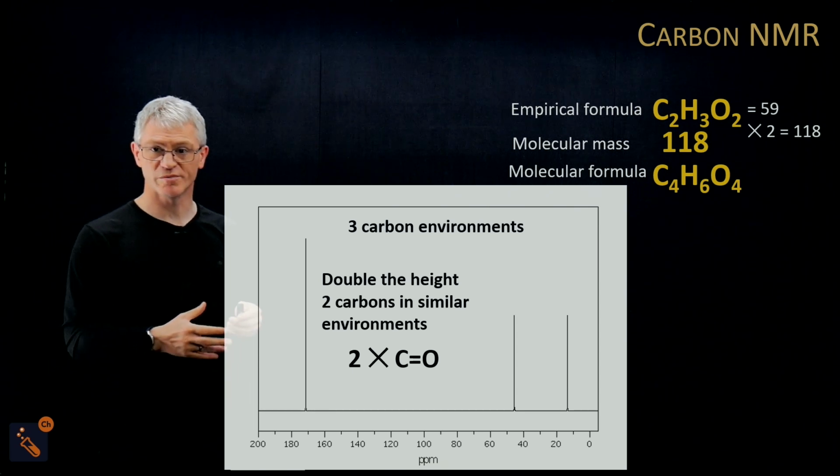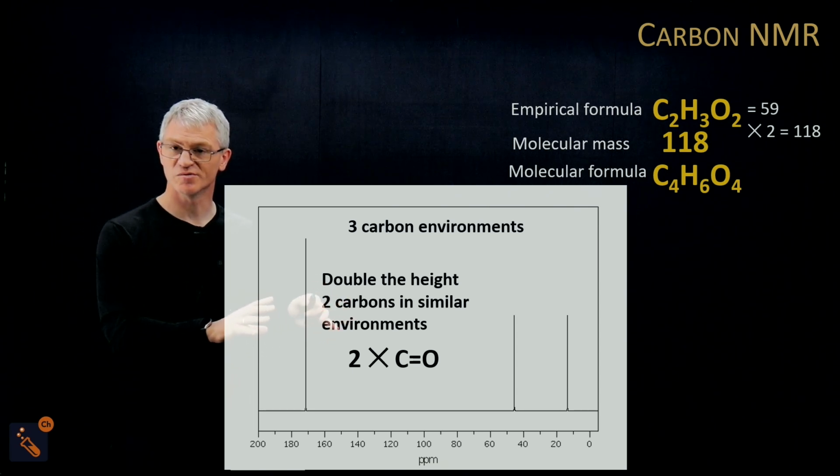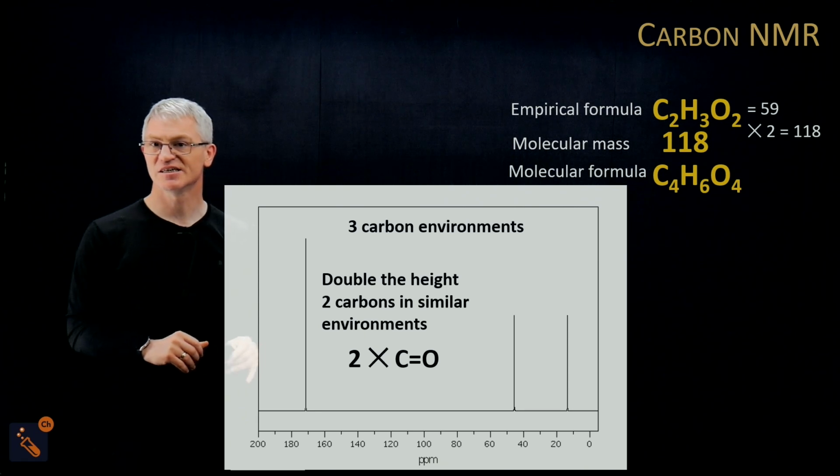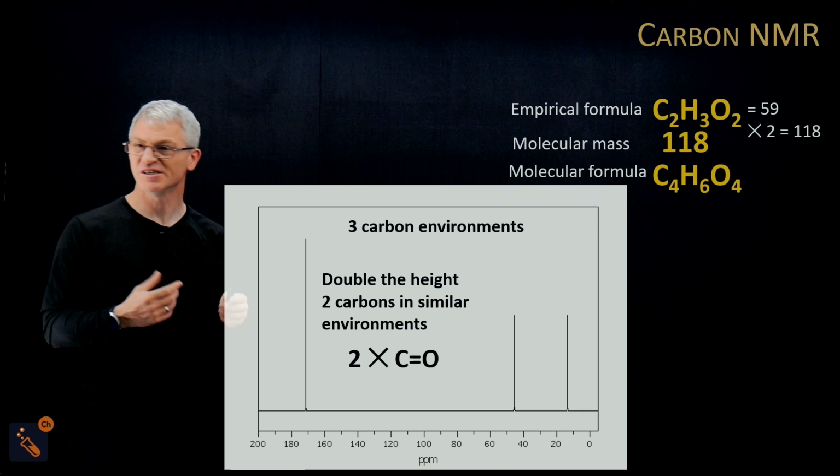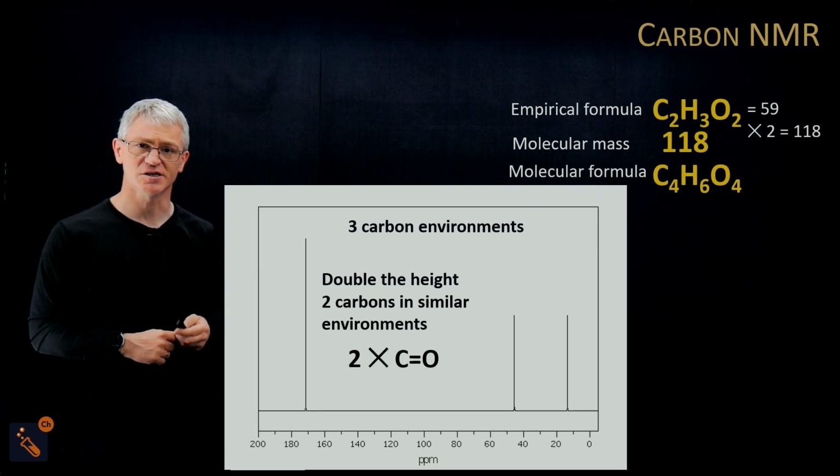If you want to get all the marks, sometimes just say what environments these are. So this is C bonds down the bottom there, and this is a C double bond O up here. And you can get that from the data sheet, so it's not a difficult thing.